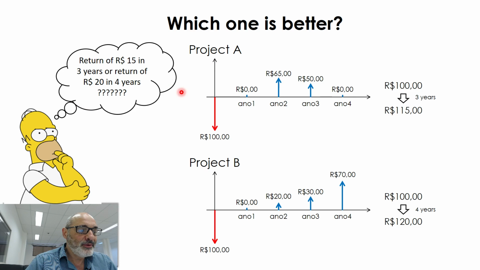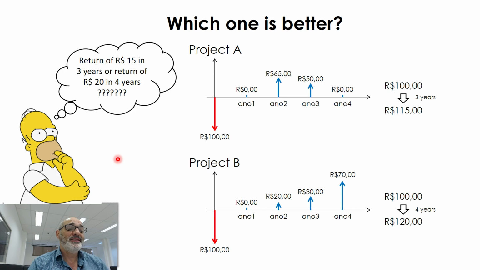To decide that, you have to answer Homer Simpson's question, which is to have a return of 15 in 3 years or to have 20 in 4 years. Or another way of putting it is to have less profit right now, or in a short period of time, or to have more profit in a longer time. That's the point. Do you have any idea of how to answer this question?